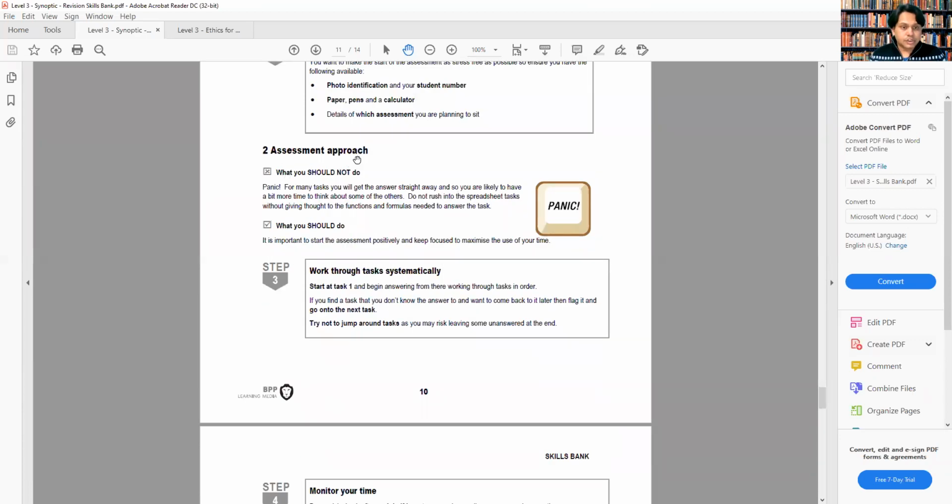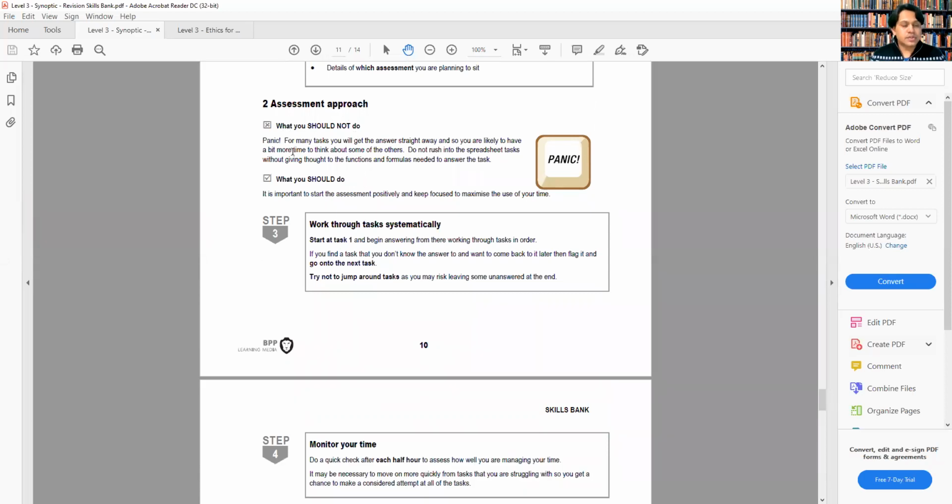Then the assessment approach: what you should not do. The first thing you should not do is panic. For many tasks, you will get the answer straight away, and so you are likely to have a bit more time to think about some others. For example, if every task has 2 minutes, maybe not every task will take 2 minutes. Some questions I know very well, I do them in 50 seconds or 1 minute. So I can save 1 minute from here, and use this 1 minute on other tasks, on questions I'm not very sure about or that are difficult.